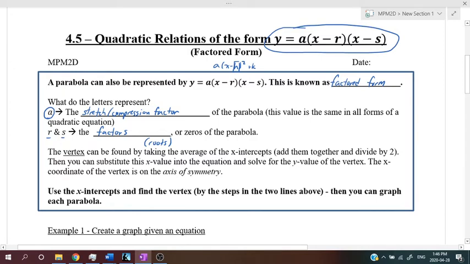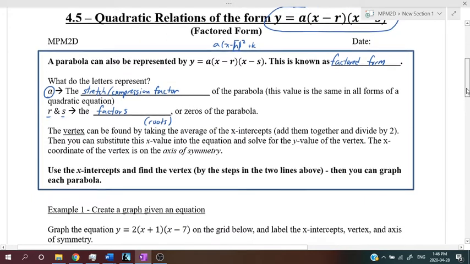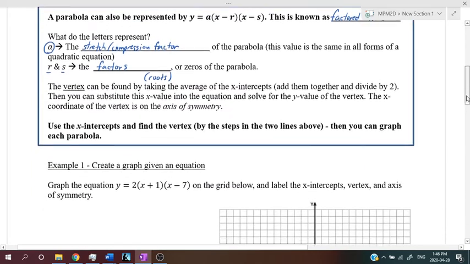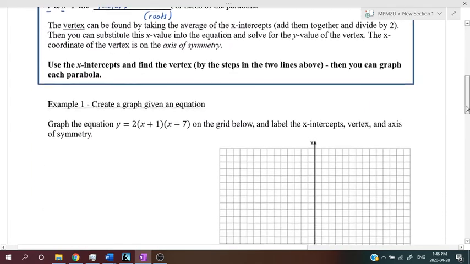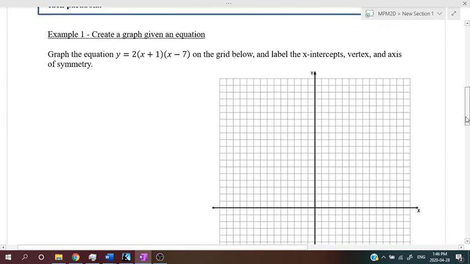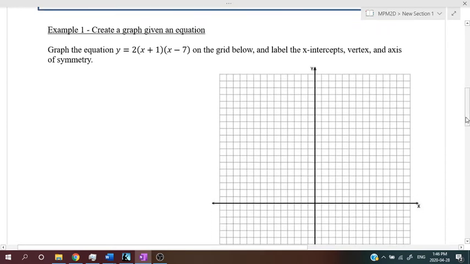Now using these two factors, r and s, we can actually find the vertex just by averaging them. And I'm going to show you how to do that in a minute. And then we can graph a parabola. So let's go through an example here. We're going to graph this equation on the grid below, and when we do, we're going to label the x-intercepts, the vertex, and the axis of symmetry, which we haven't spent a lot of time looking at yet.